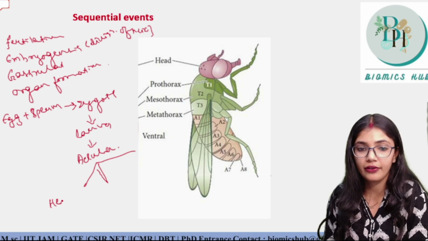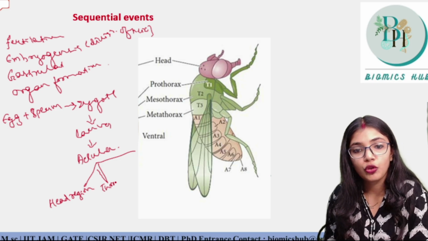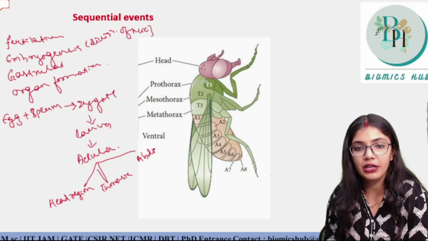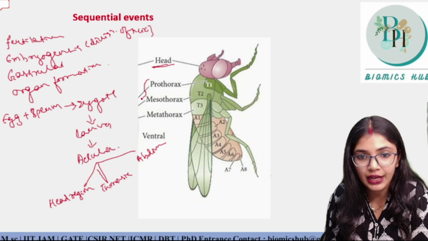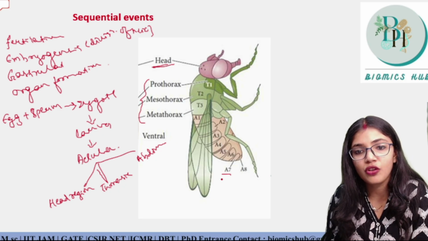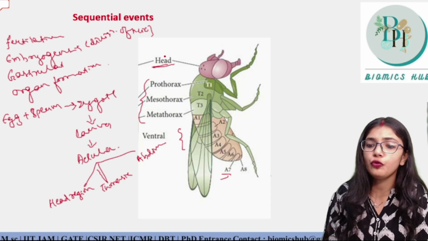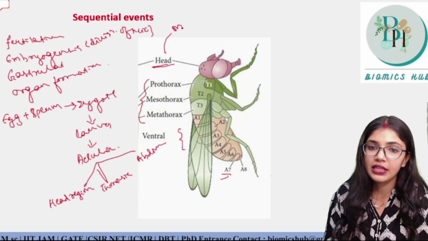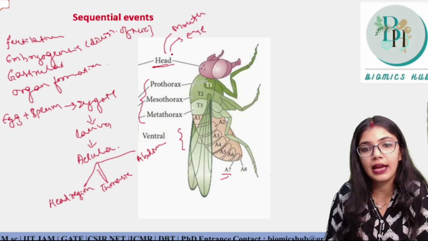First is the head region. Second is the thoracic region, and third is the abdomen region. We can see here the head region, the thorax region, the telson region, and the abdomen region. What is present in the head? In the head there are the mouth, eye and antenna.